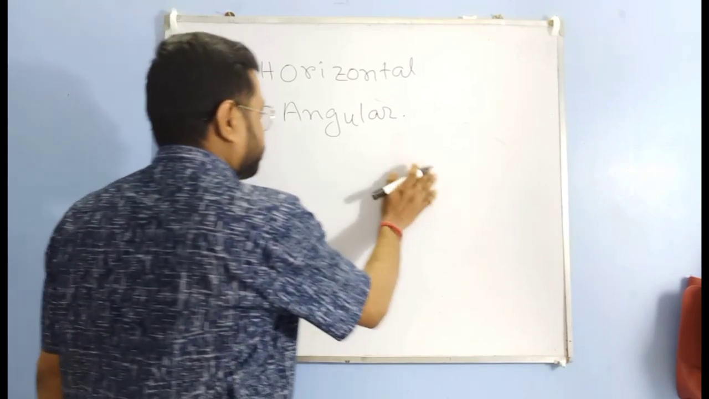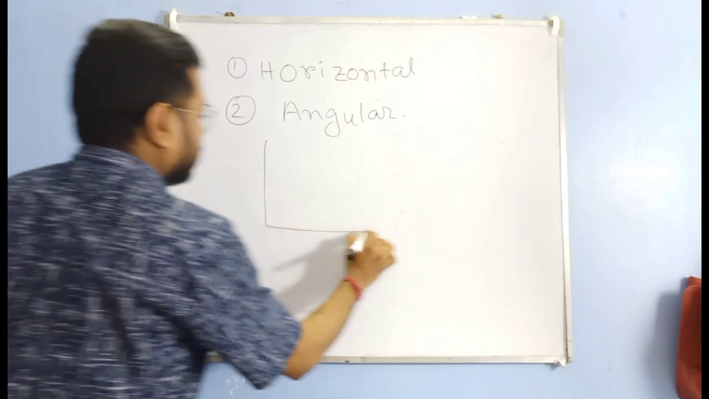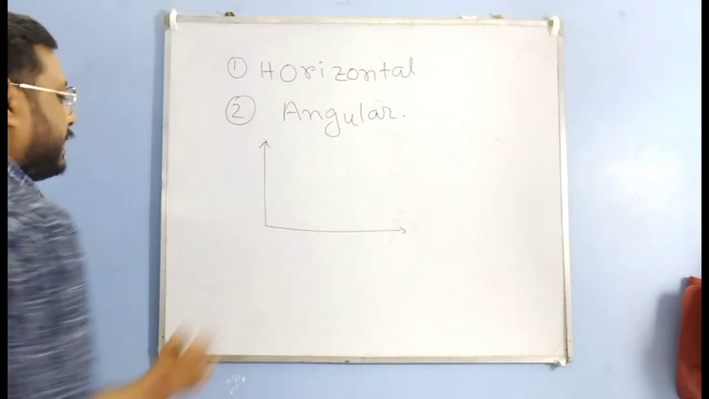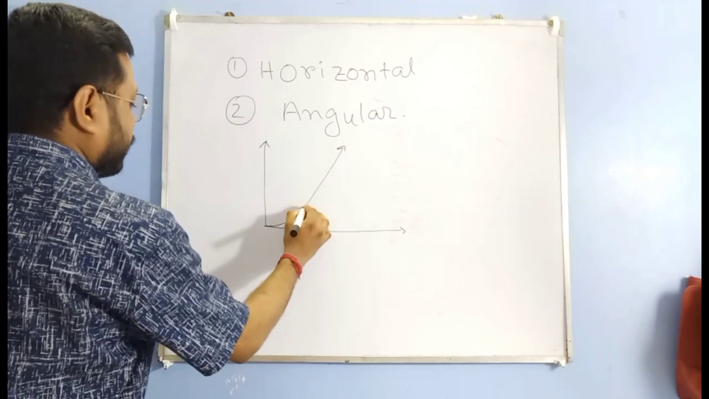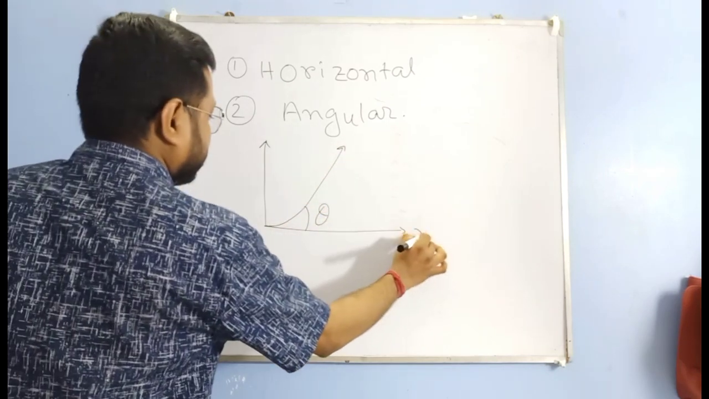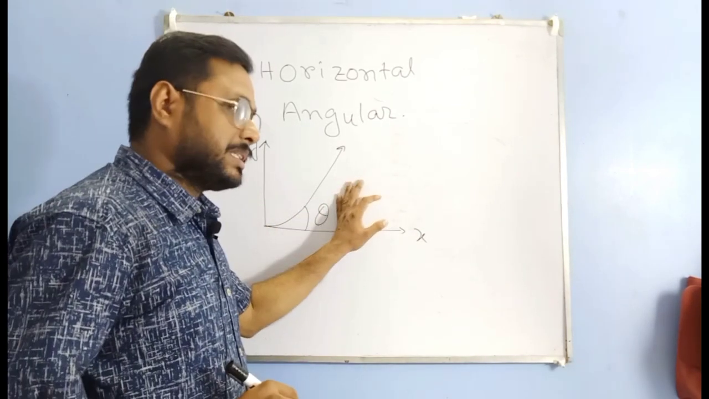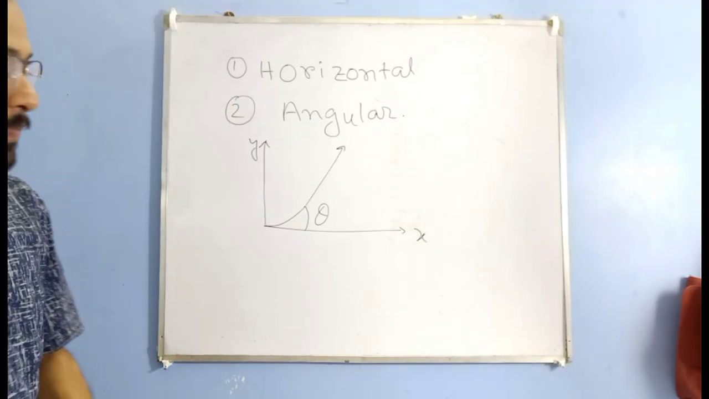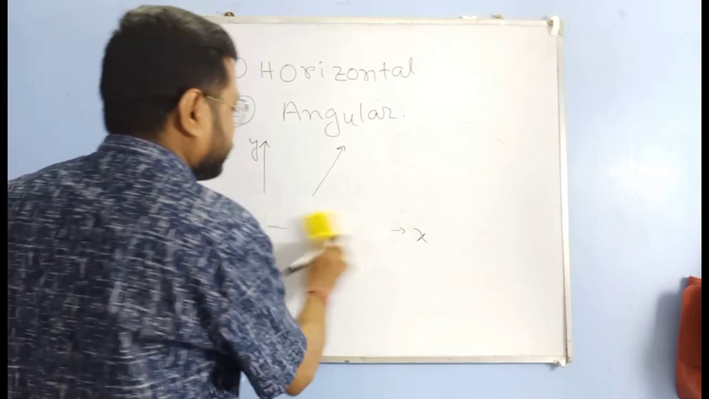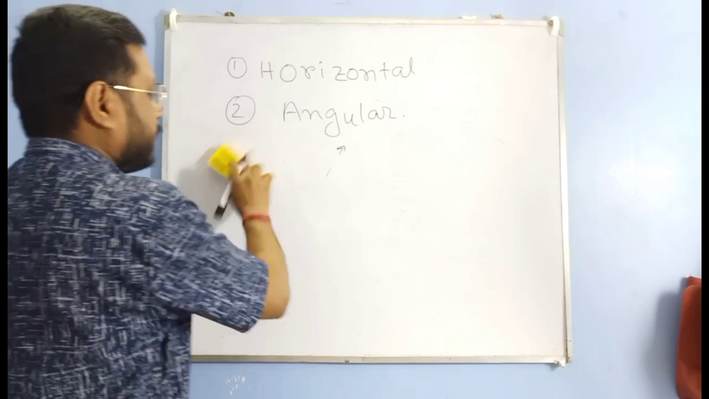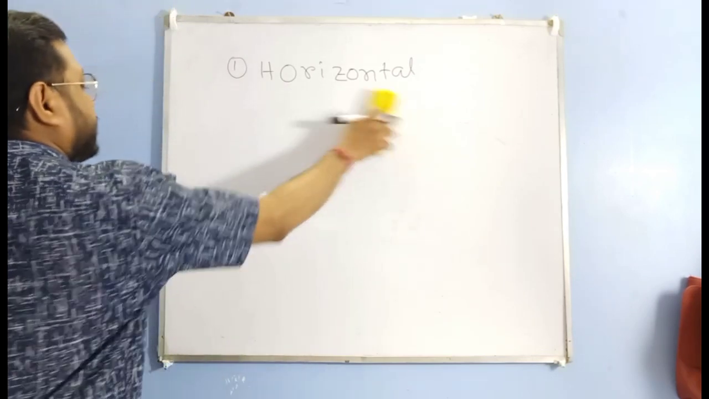In our daily life, we have an idea that when a particle is thrown at an angle with the horizontal direction, it is called projectile motion. But this is the case of angular projectile. Today we will not deal with this type of question. In the next lecture we will go with angular projectile. Today we deal only with horizontal projectile.